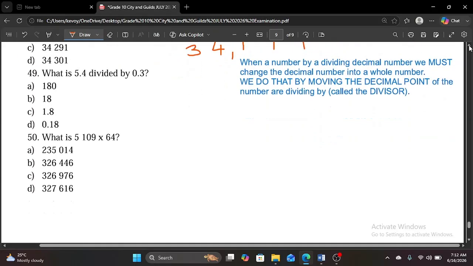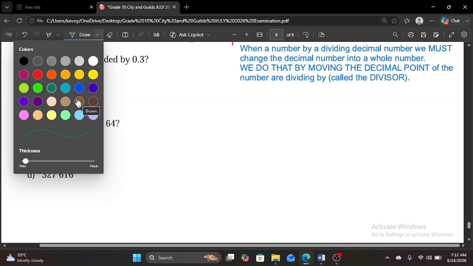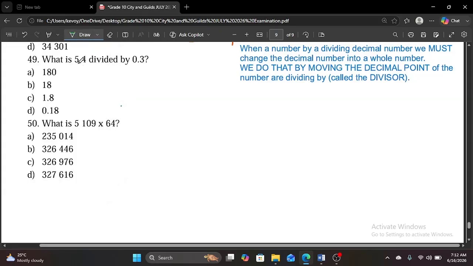All right, now we're on division. So question 49. What is 5.4 divided by 0.3?